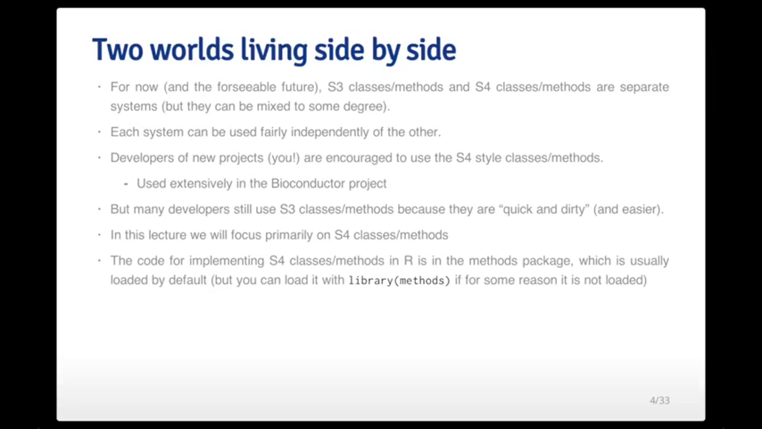And so developers are encouraged to use the S4 style classes and methods. It's used extensively, for example, in the Bioconductor project. But the S3 classes and methods are sometimes useful because they're very quick and dirty. They're a little bit easier to program, and for short-term types of projects, it may be tempting to build up some S3 classes and methods in the first go. But for the most part, we'll focus on S4. I'll talk a little bit about the S3 system just so you're familiar with it, but I'll talk mostly about developing in the S4 system.